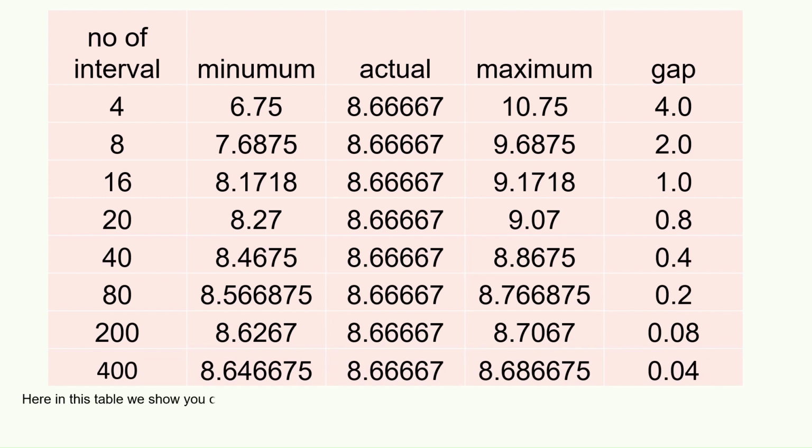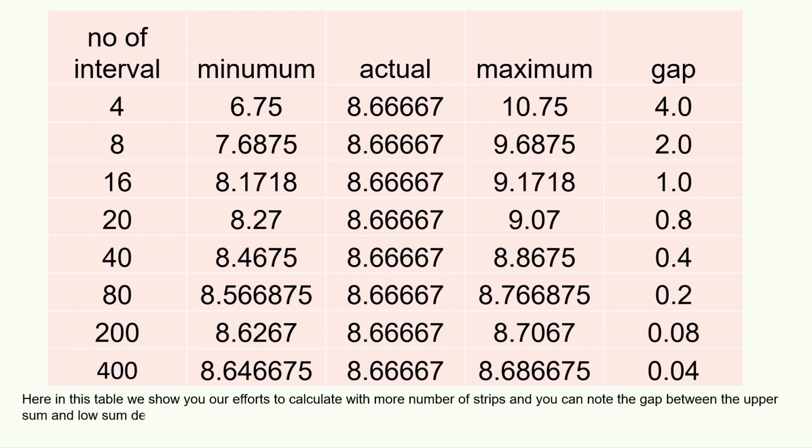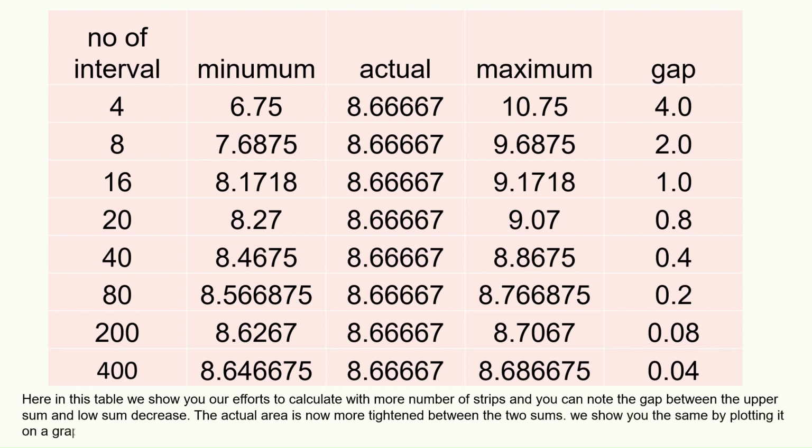Here in this table, we show you our efforts to calculate with more number of strips. And you can note that the gap between the upper sum and lower sum decreases. The actual area is now more tightened between the two sums. We show you the same by plotting it on a graph paper.